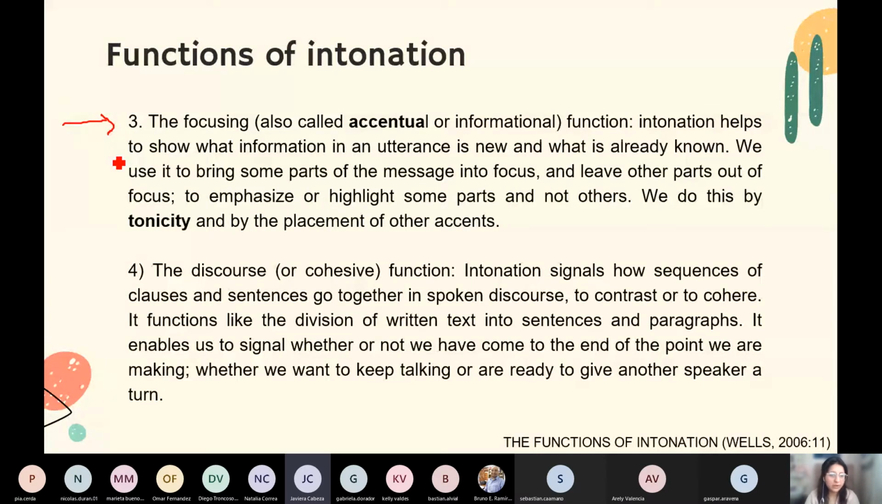So now, here we have the last one. We are going to listen to the last one. And Gabriela, can you read paragraph number 4, please? Number 4? Yes, please.